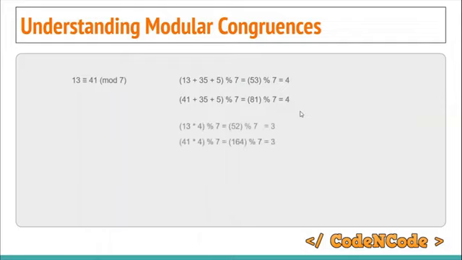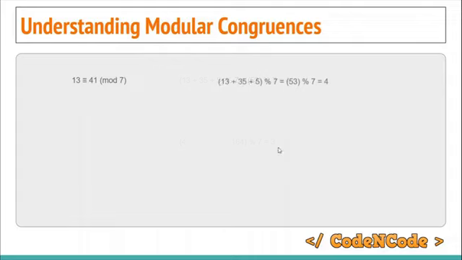Let's see for multiplication as well. We have to calculate 13 times 4 modulo 7. 13 times 4 is 52, and 52 modulo 7 comes out to be 3. After replacing 13 with 41, which is congruent to 13, we get the same result again. Even though the intermediate result may change, the final result is still the same.